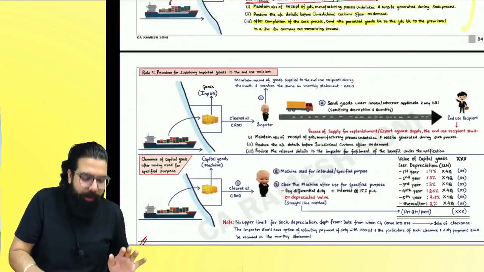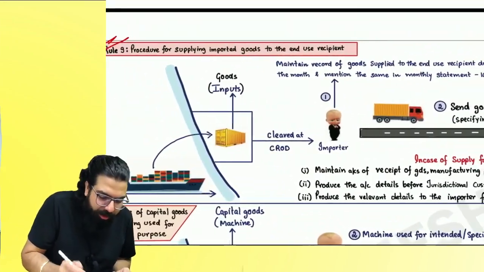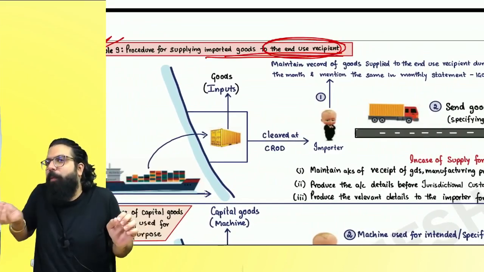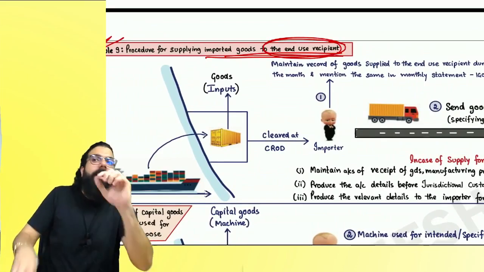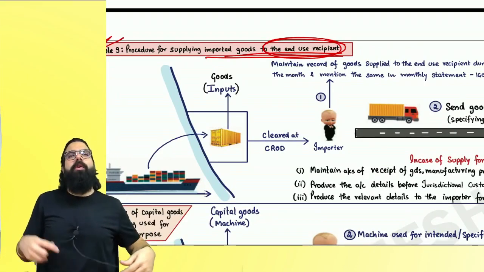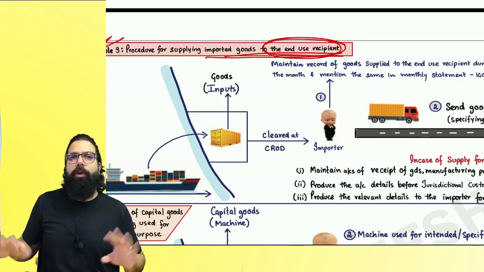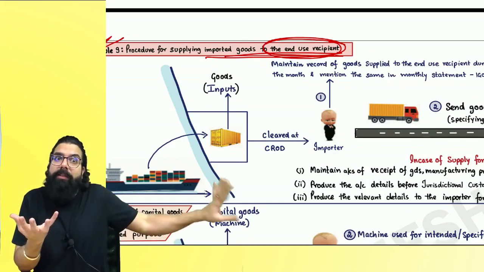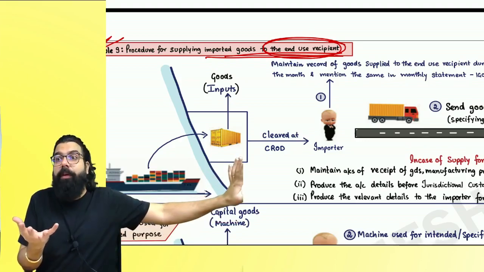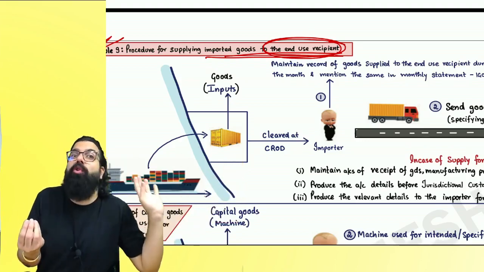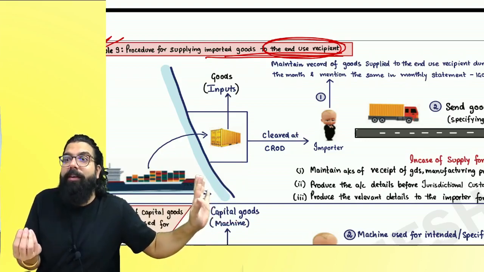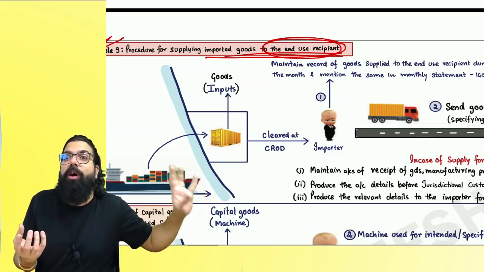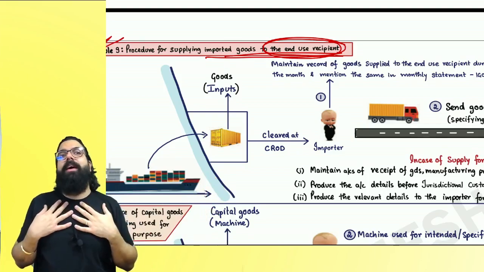But the last one over here is the procedure for supplying imported goods to an end use recipient. What is an end use recipient? I imported mobile phone parts. Or, for example, I am importing gold. For gold, only specified agencies can import gold. I imported gold from outside India. Now this gold, I will go ahead and supply it to jewelers who will make gold jewelry. Are we clear? Now when I am supplying to jewelers who will make gold jewelry, this is known as what? Specified end use. The end use should be what, everyone? I should supply to makers of jewelry, then I will get the concessional rate of duty.